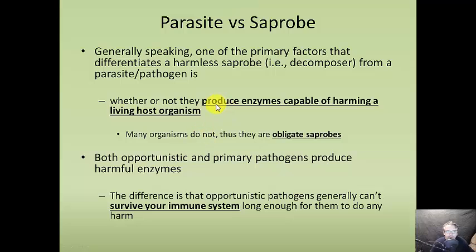Now, parasites are not just a straightforward thing. There are different degrees of parasitism. So going back to the difference between opportunistic and primary pathogens, the truth is they both produce harmful enzymes. The difference is that one can survive the immune system better than the other. Opportunistic pathogens don't usually survive the immune system, whereas primary pathogens can. They're more capable of that anyway. So they can ultimately both cause harm, is the point there.